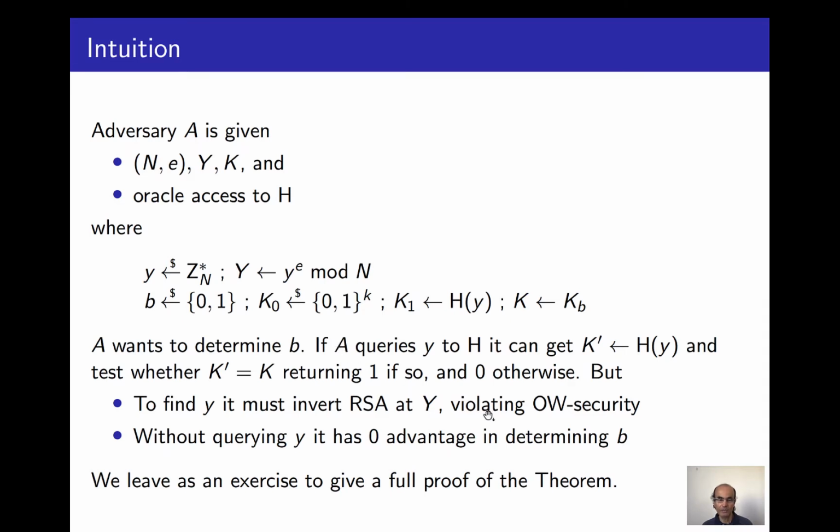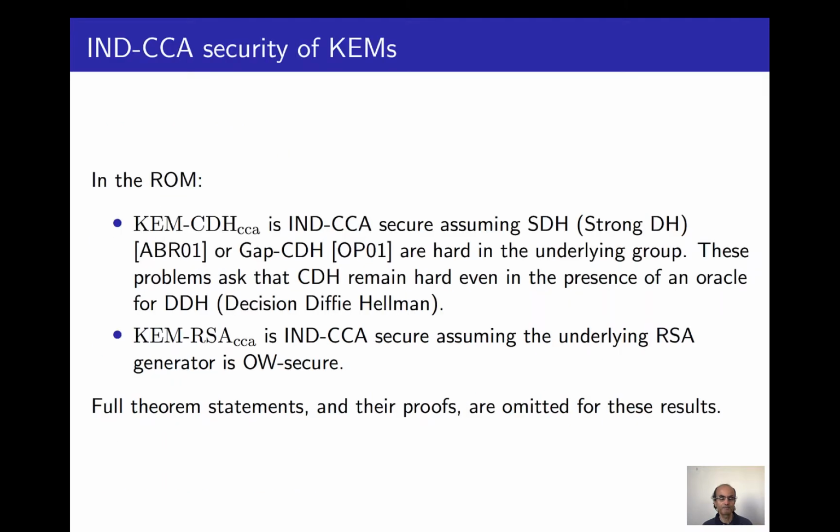That would violate one-wayness. On the other hand, if the adversary fails to invert RSA at this big Y, it will have no advantage in determining the challenge bit, because without this query, it has no way to know whether it's looking at the hash of little y or a random string. And we'll leave anyone who's interested to reconstruct a full proof.